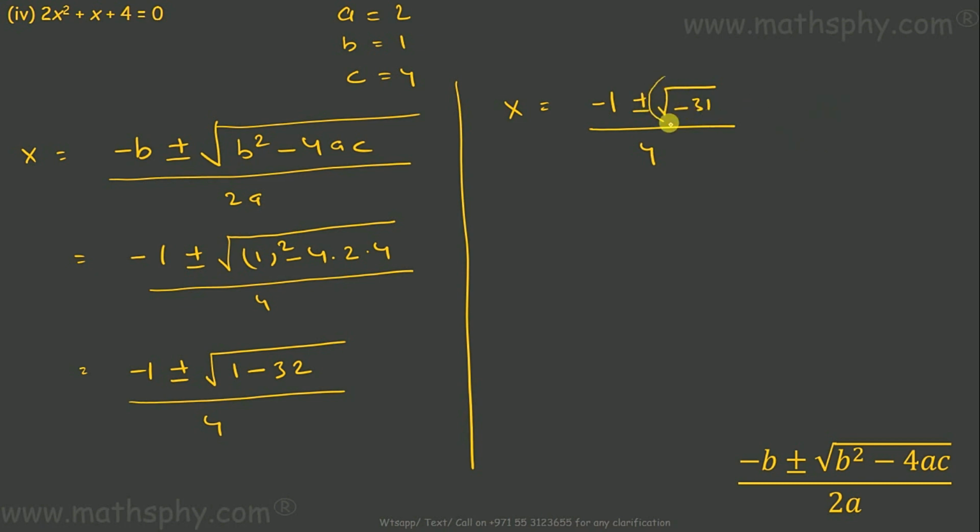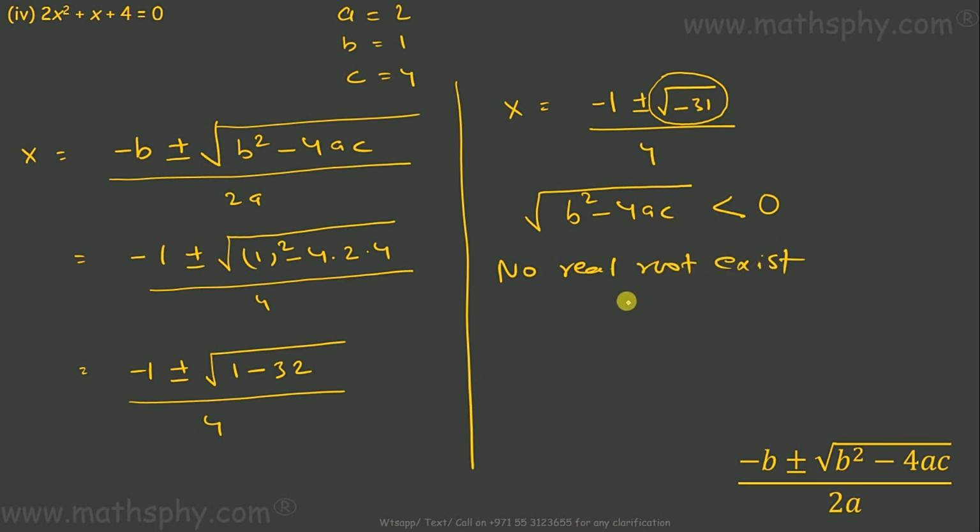Now here, this portion, which is b square minus 4ac in the root, is less than 0. In that case, no real root exists. The moment we see b square minus 4ac in the root is less than 0, that equation will have no real root. Done?